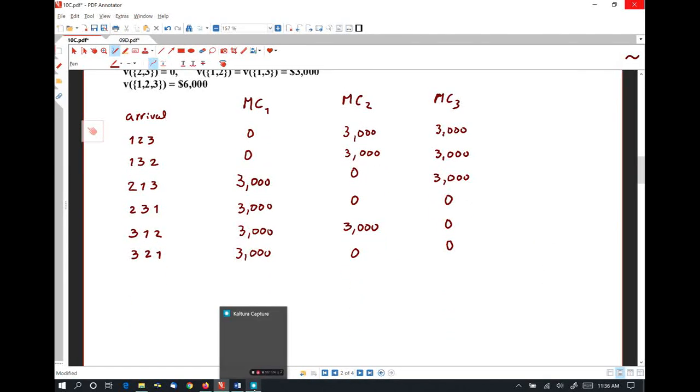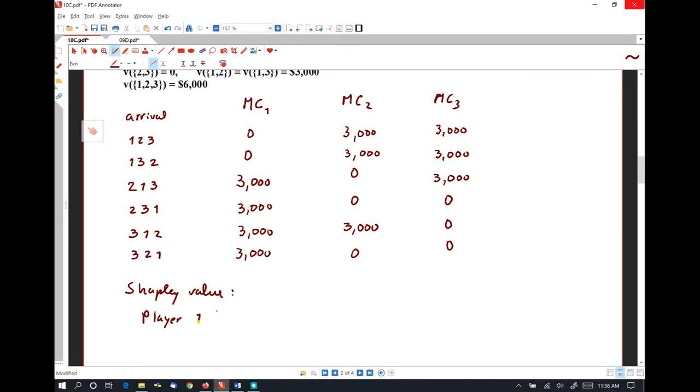And now, again, each order we take to be equally likely. So the Shapley value for player 1 is 1/6 of 3,000 plus 3,000 plus 3,000 plus 3,000. So that's 1/6 of 12,000, which is equal to 2,000.